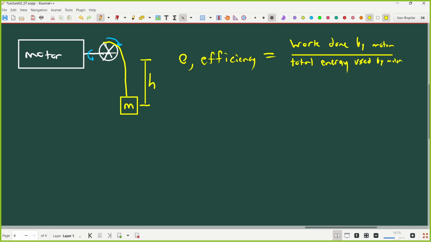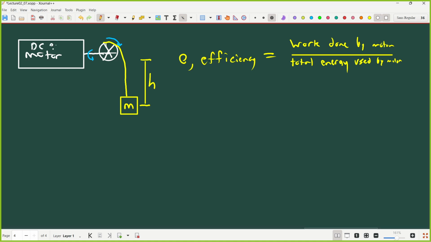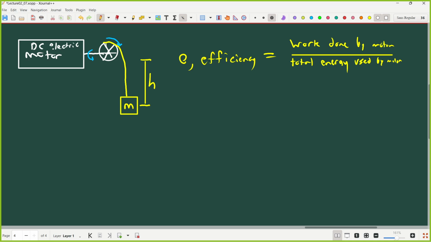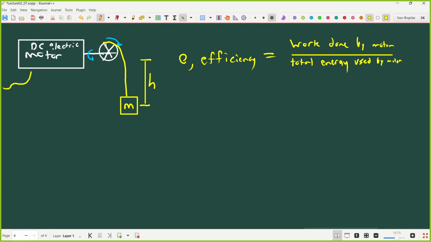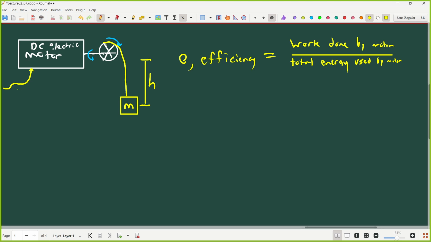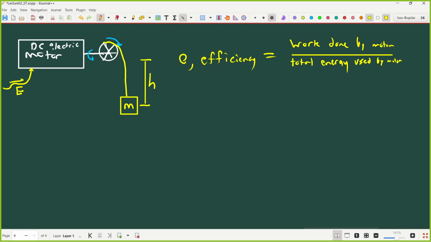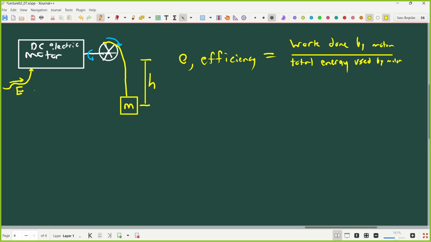Okay, and this is a DC electric motor, so it uses a current. Right, so the source of the energy is not chemical, but rather electrical. So we've got some wire going in, right? This is our electrical input. Our energy is going in this way through a wire. Right, we're feeding voltage into it.